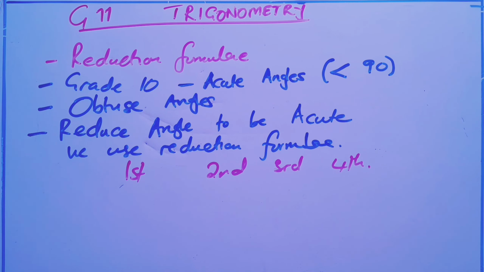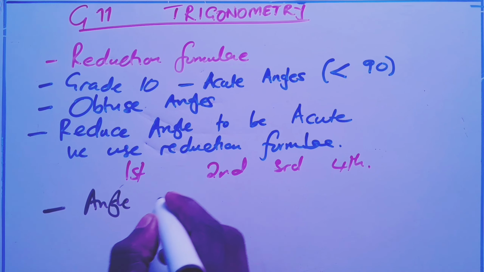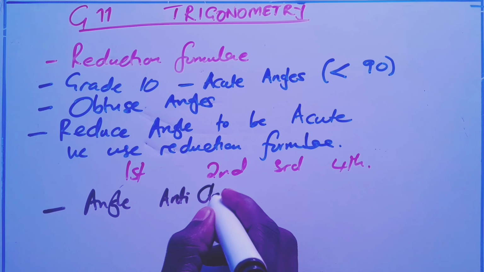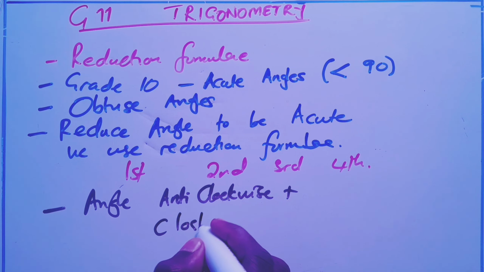But don't forget that counting the angle in the anti-clockwise direction is positive, and in the clockwise direction it is negative, right? We talked about that in previous lessons. So let's try to understand this, and also let's try to use these reduction formulas. Yes, let's just dive straight into it.